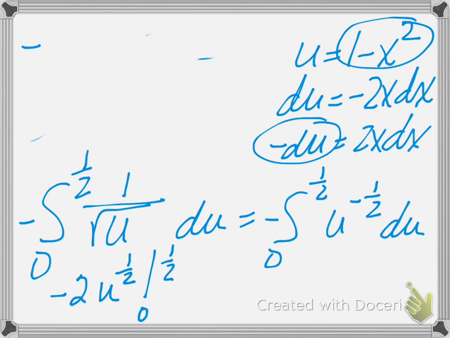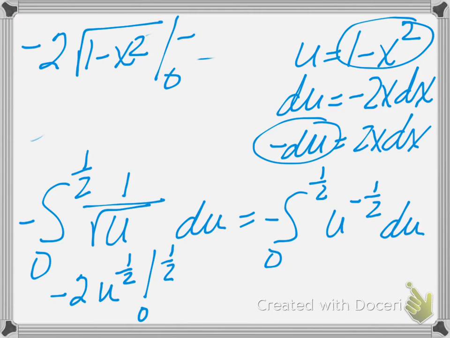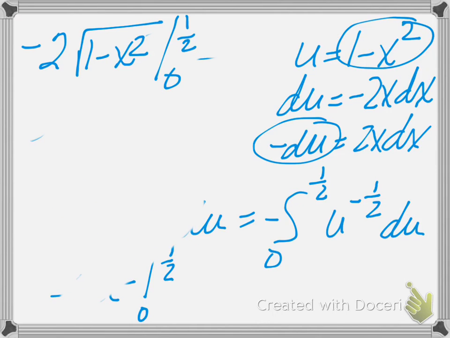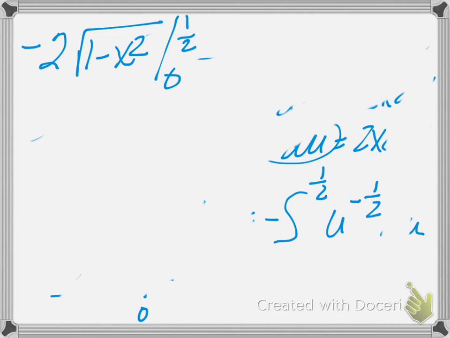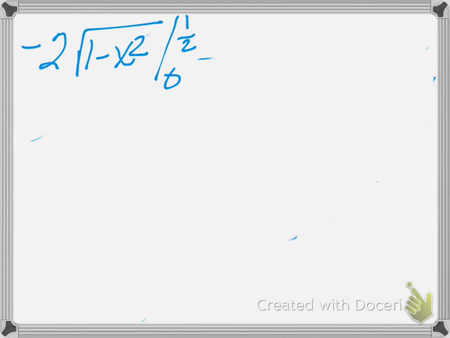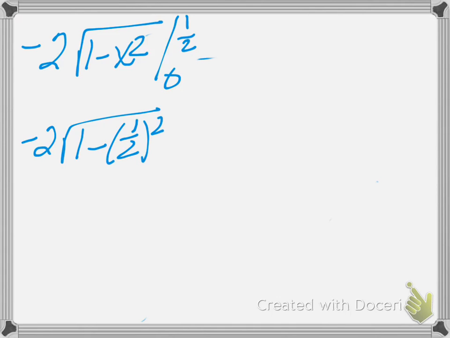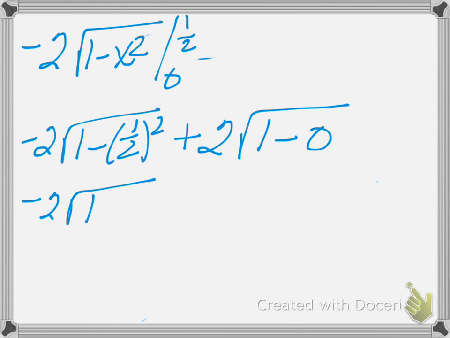So we're going to have a negative 2. U is 1 minus x squared as it goes from 0 to 1/2. Okay, so we have negative 2, radical 1 minus 1/2 squared, minus a negative 2, so it becomes positive, 1 minus 0 squared, which is just 0. Okay, we just have to simplify.